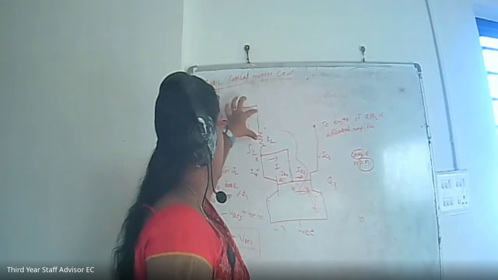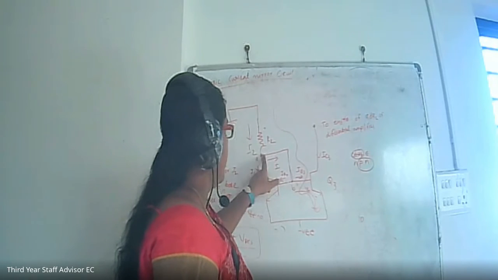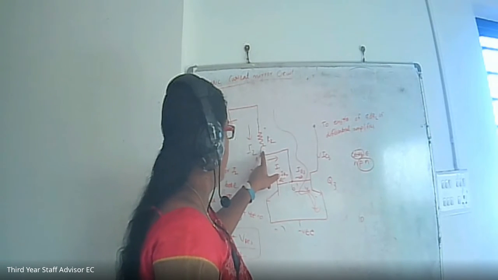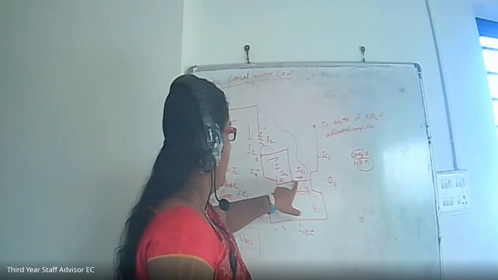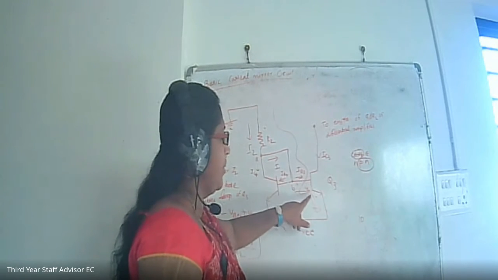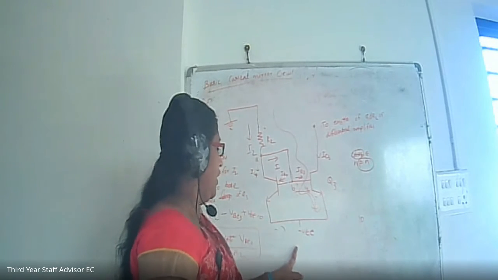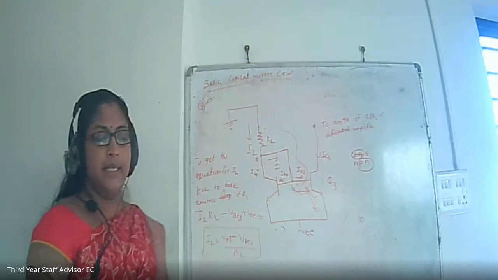So this is minus I2 into R2 and next VBE3. These two points are the same, so they can be connected together. Next is VBE; since it is for the third transistor, it is VBE3. Next is minus VEE. So this is the current mirror circuit.